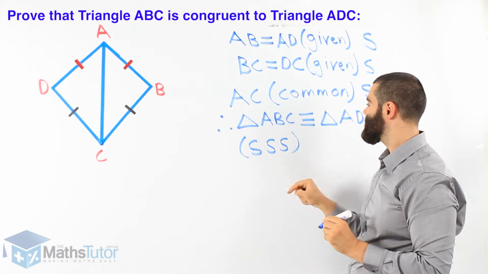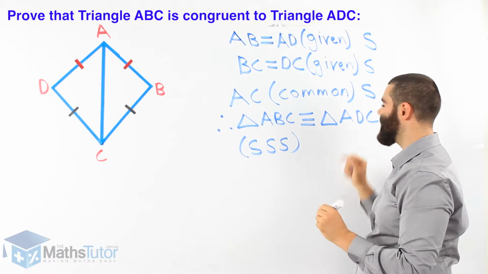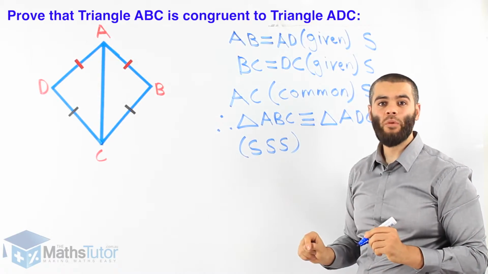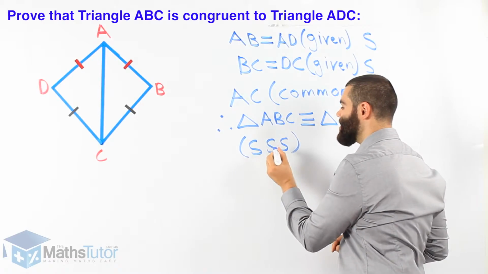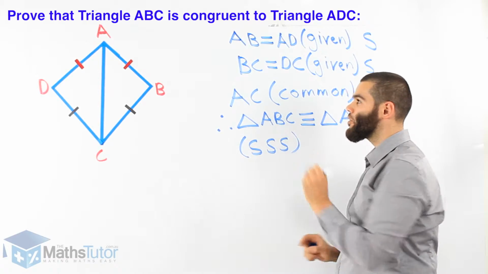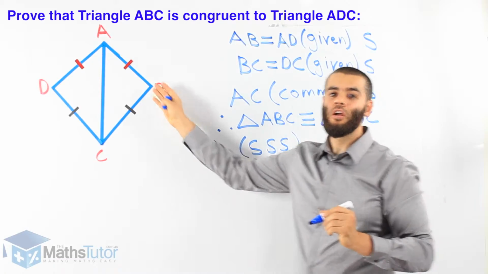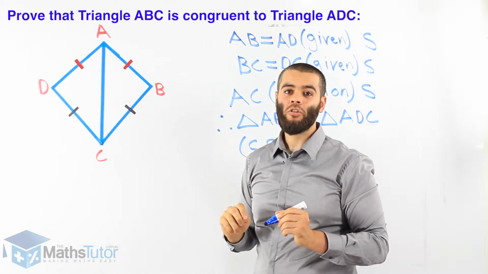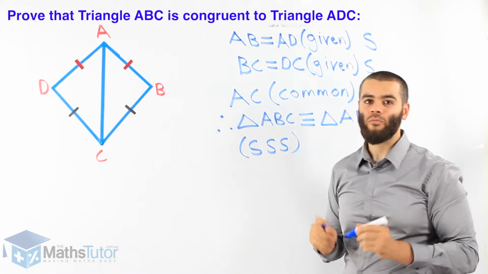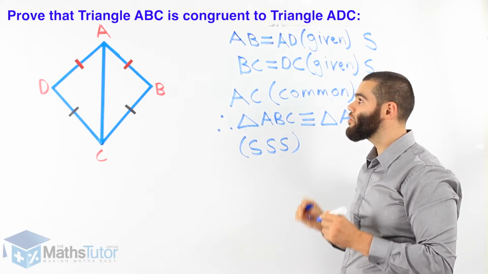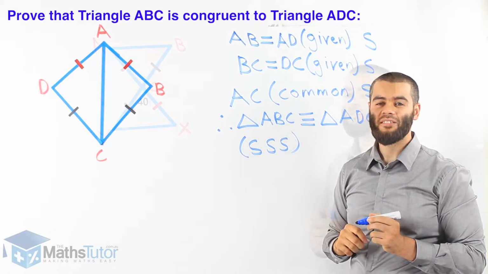Therefore, triangle ABC is congruent to triangle ADC. The reason, the condition that we used, is side, side, side. 3 sides in one triangle correspond and are matching to 3 sides in the other triangle. Now, we are going to do 2 more examples.